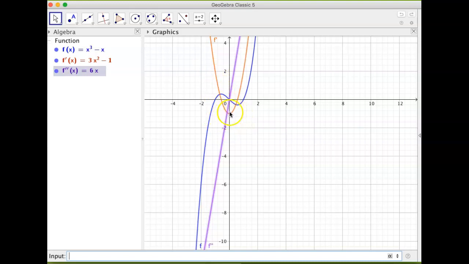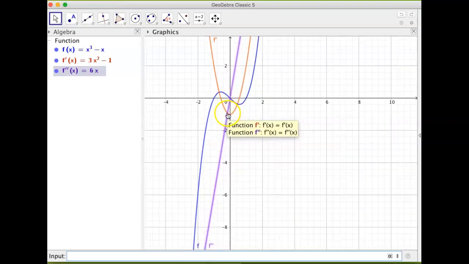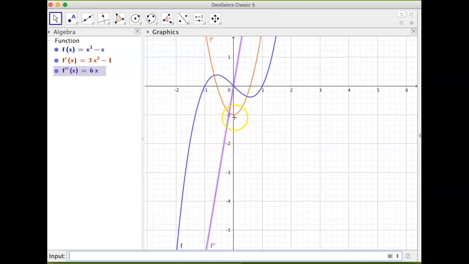So take a look here. On the orange, the slope would be 0 right here, flat slope. So the y value is 0 for the purple. Over here, on the right-hand side, are the slopes positive or negative on the orange? Positive, and the slopes are increasing as you move up, right? So on the purple, positive y values and increasing.